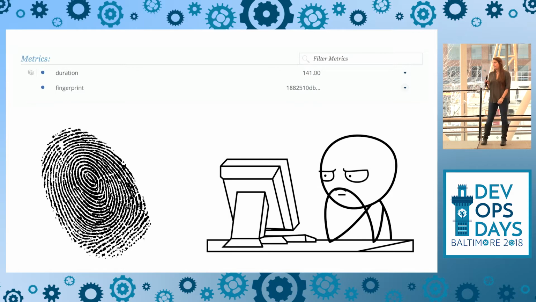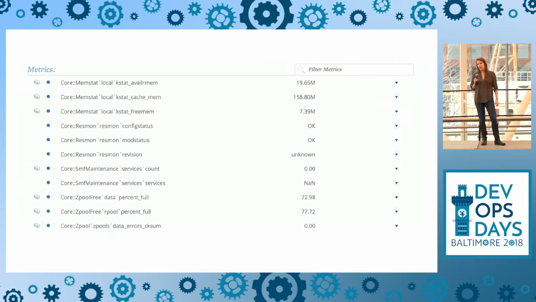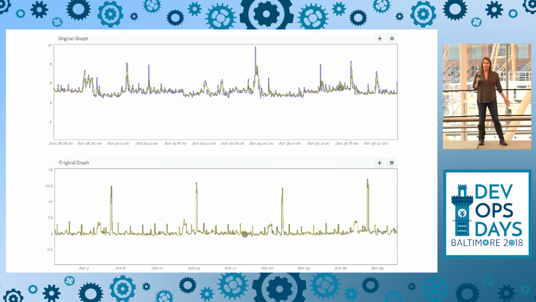I also mentioned ResMon, which is an open source utility built by OmniTI. It's for local host monitoring, and it comes with a number of metrics, but you can also write your own for whatever business type metrics you need to run. This is an example of an OmniOS box. Things like SMF services we care about, we want to make sure they don't go into maintenance.